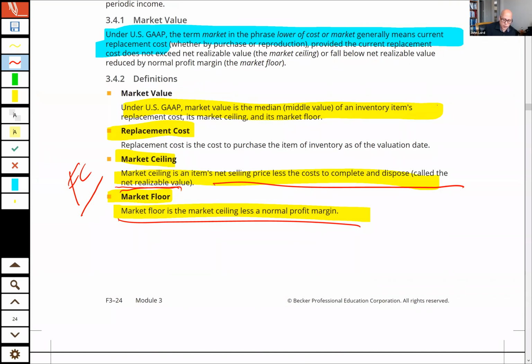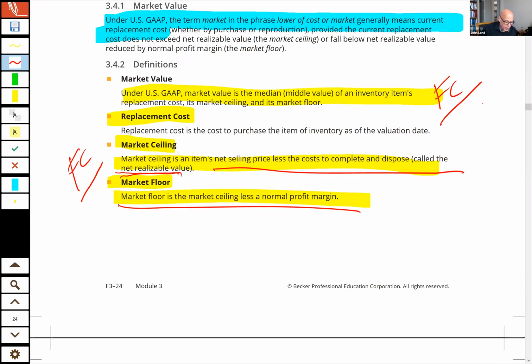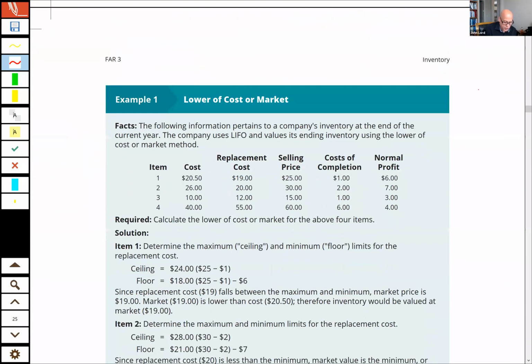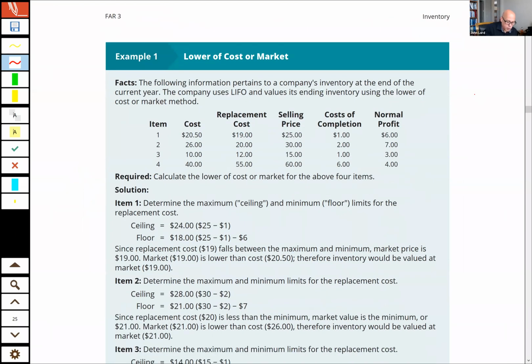And then I also want you to flashcard that our market in the lower cost or market discussion is going to be the middle amount between the replacement cost, the market ceiling, and the market floor. Now you go over here and you just look at this example of lower cost or market. Again, this is LIFO only. I'm going to show you the easier method that you use if you're using some other inventory method, such as FIFO, let's say. Okay, but let's just look here for LIFO.